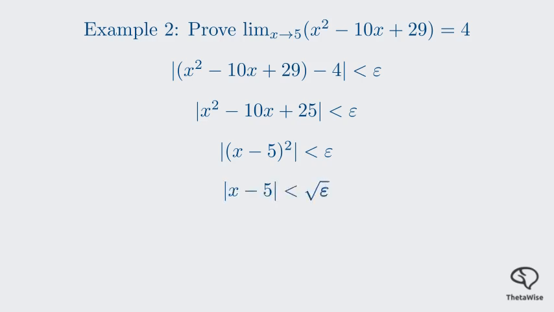Taking the square root of both sides, we find that the absolute value of x minus 5 must be less than the square root of epsilon. This means we can choose delta to be the square root of epsilon. Let's formalize the proof. Let epsilon be a positive number. Choose delta to be the square root of epsilon.